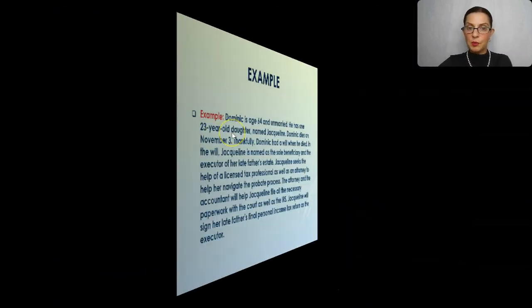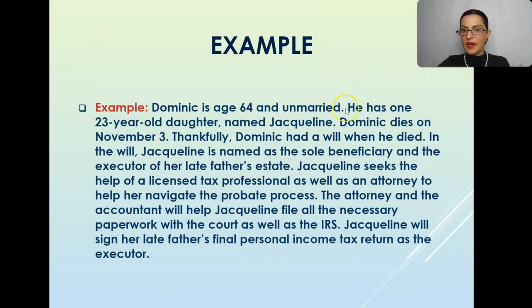Example, Dominic is age 64 and unmarried. He has one 23-year-old daughter named Jacqueline. Dominic dies on November 3rd. Thankfully, Dominic had a will when he died. In the will, Jacqueline is named as the sole beneficiary and the executor of her late father's estate.